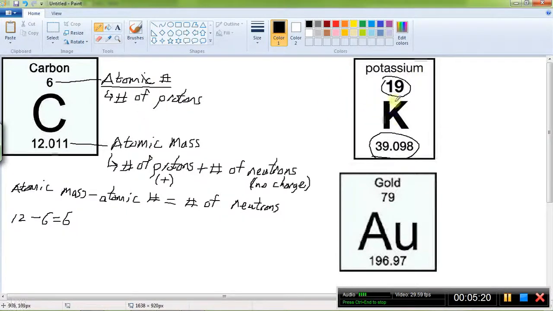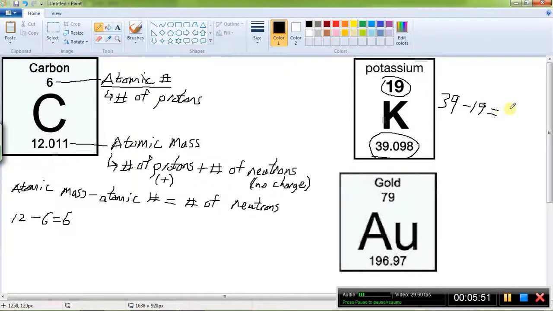Potassium, on the other hand, we have 19 as our atomic number, so it has 19 protons, and we have an atomic mass of 39. So let's figure out the number of neutrons in a normal atom of potassium. So we use our equation here: atomic mass minus atomic number. So atomic mass, 39, right? Atomic mass minus atomic number. Atomic number is 19. And that will equal the number of neutrons.